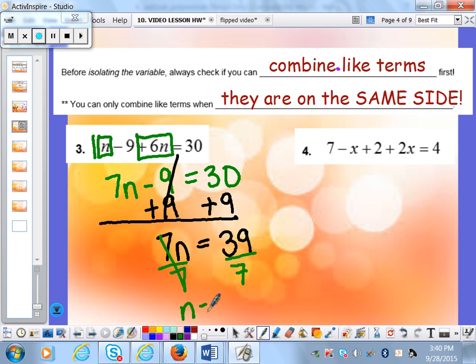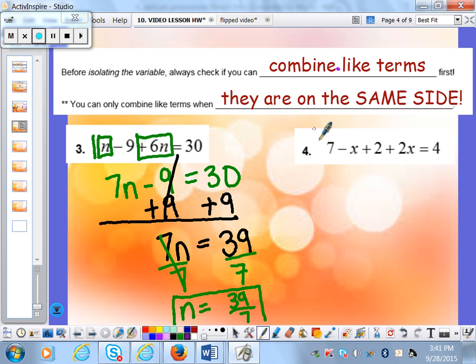And n is equal to, now you might be wondering here what we'll write, because 7 does not go into 39 nicely. However, let's see if we can simplify this. So 39 divided by 7, there's no number that can go into 39 and 7, so I'm actually just going to keep my answer just like that. Please don't be afraid to leave your answer as a fraction. That will happen many, many times. There you go.